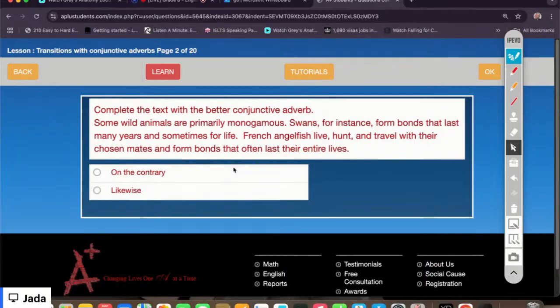Some wild animals are primarily monogamous. Swans, for instance, form bonds that last many years and sometimes for life. French angelfish live, hunt, and travel with their chosen mates and form bonds that often last their entire life. On the contrary, or likewise, which of them?